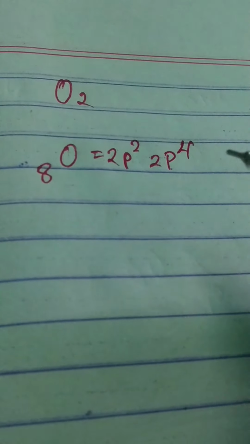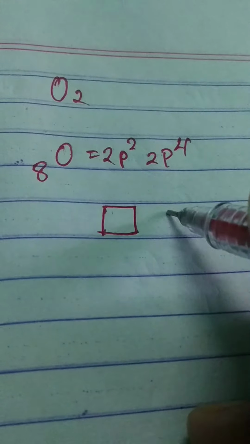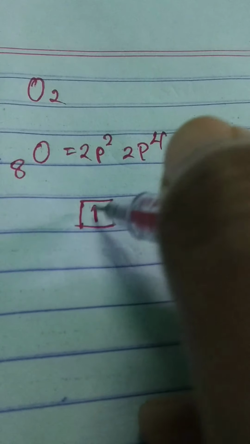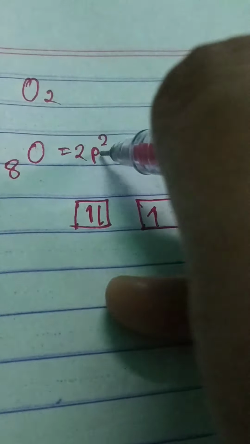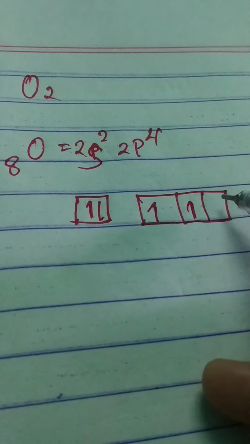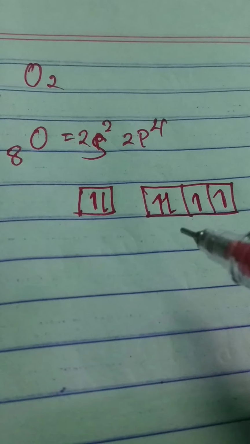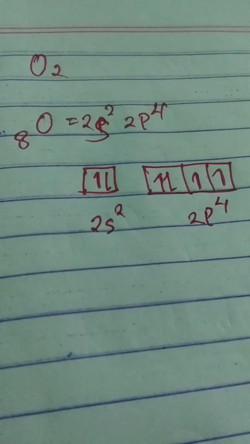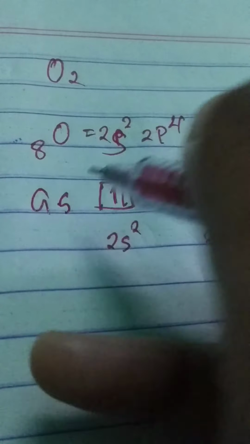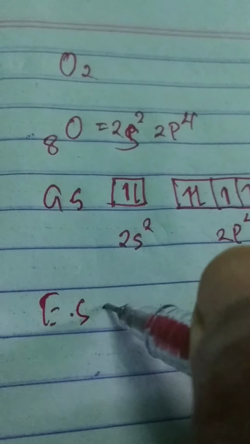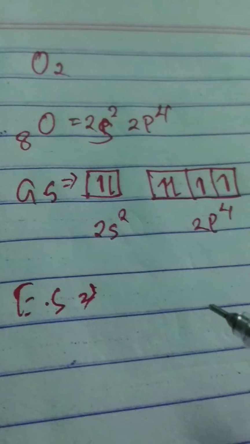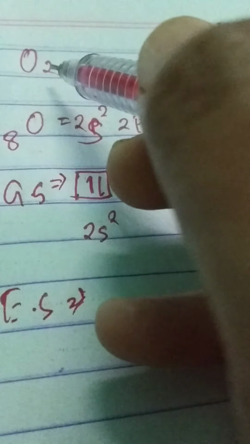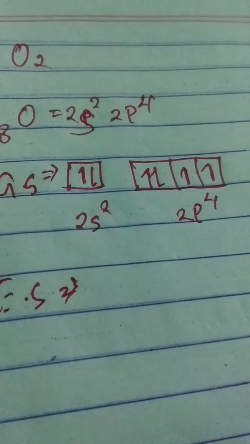So I'm writing it in box form. In the box form it will be something like this: 2s2 and here 2p4. So this is coming from your 2s2, this is coming from your 2p4. Next, this will be your ground state. Now I am talking about the excited state, whether excitation will happen or not. I have done one oxygen atom; I have to fill up the other oxygen atom as the minor atom.